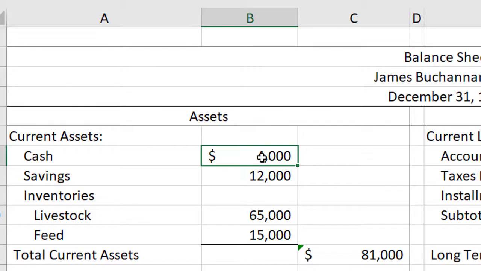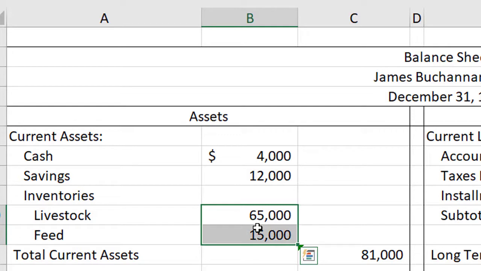So basically what's going on here is this farm has $4,000 in cash and $12,000 in savings. It's not unusual to list cash like in the checking account and in a bank account. And then this farm has some inventories. They have some livestock and they have some feed that they are going to feed to the livestock and then turn that livestock into money, and they hope to do that as a part of the normal cycle of the business.